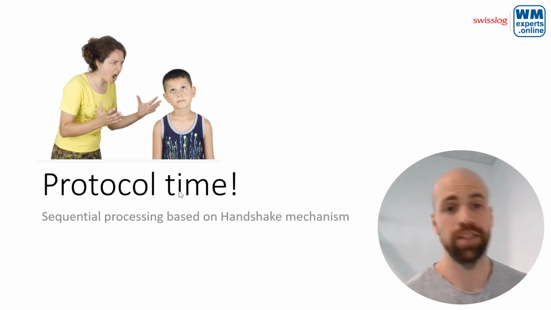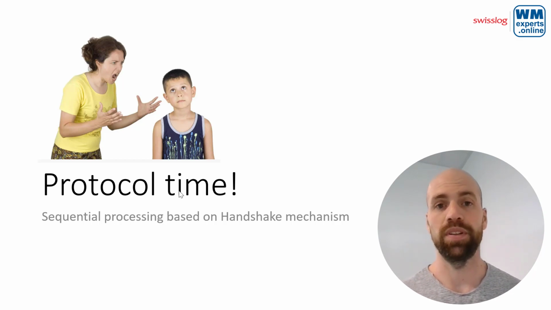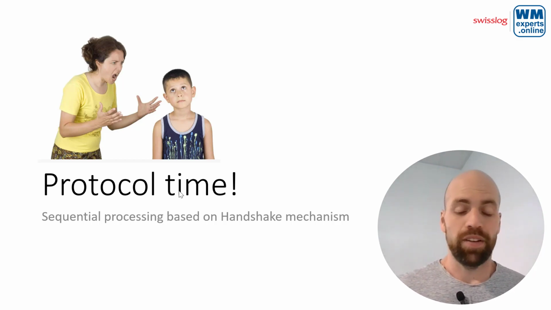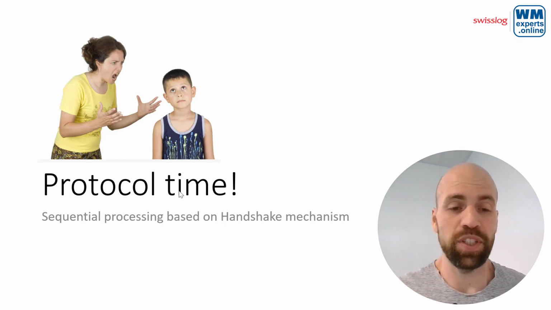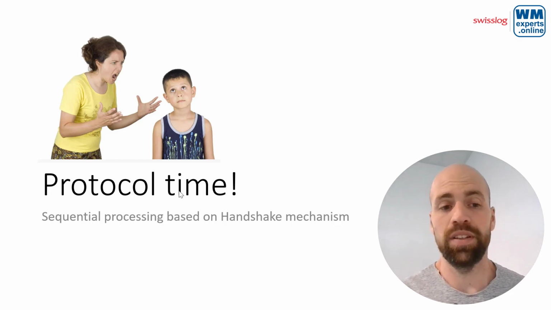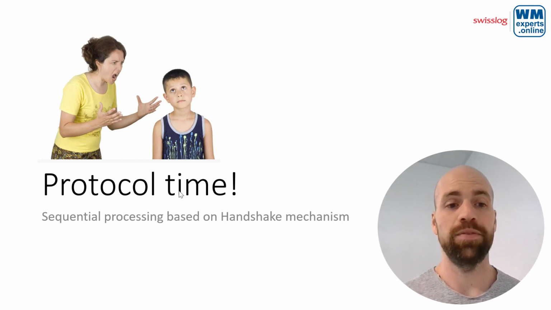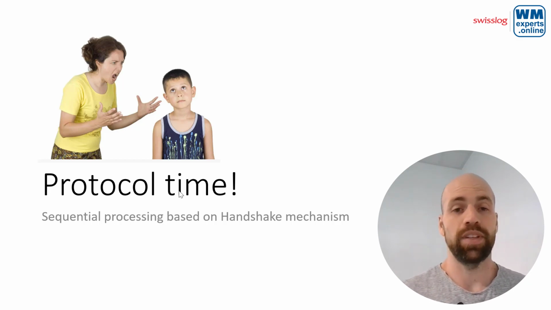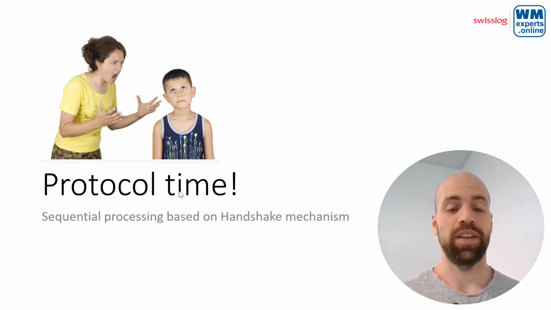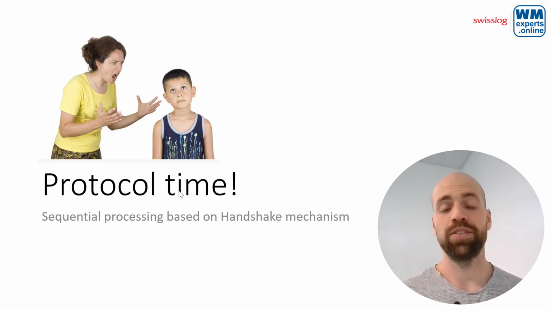Let's look at the next important topic in this context. It's a communication protocol. Whenever machines communicate with each other, there needs to be some kind of rule set, and this rule set is called a protocol in this context. And this is not only true when machines are communicating, but also in our real life.